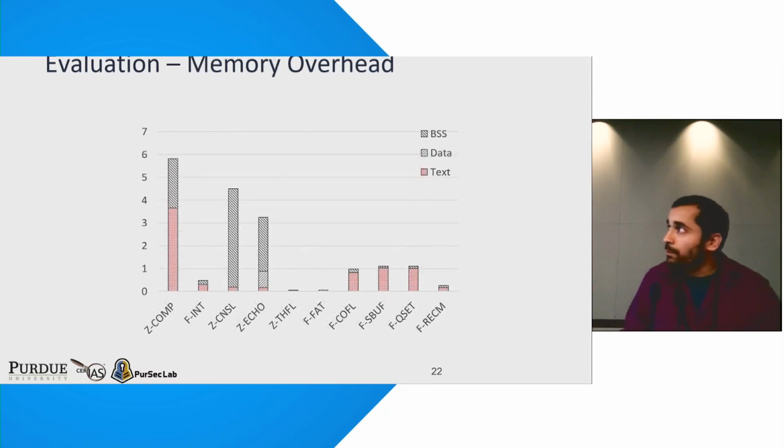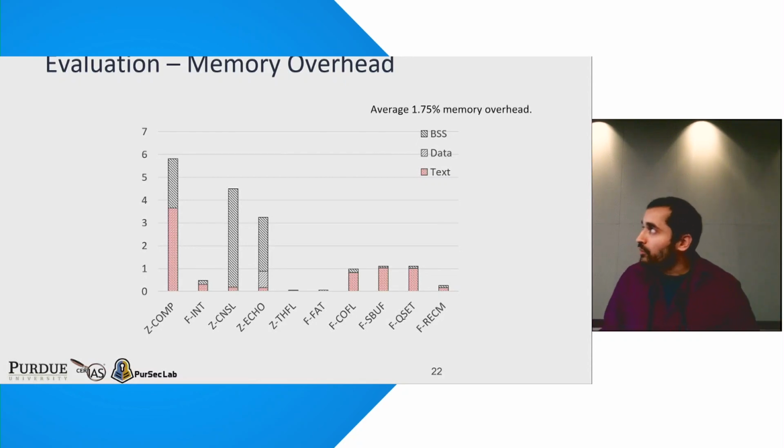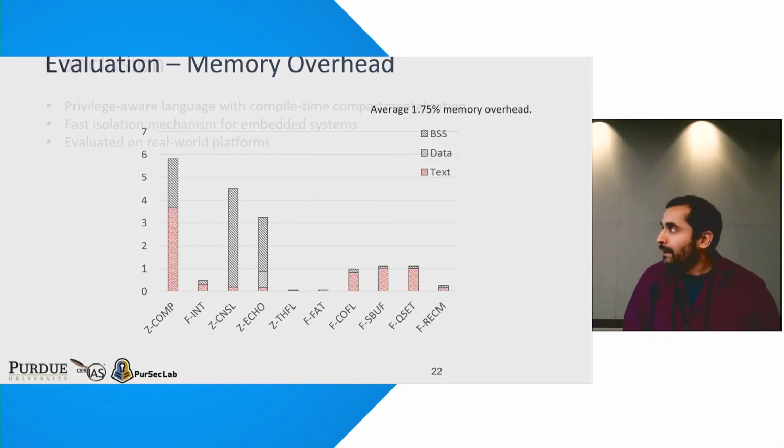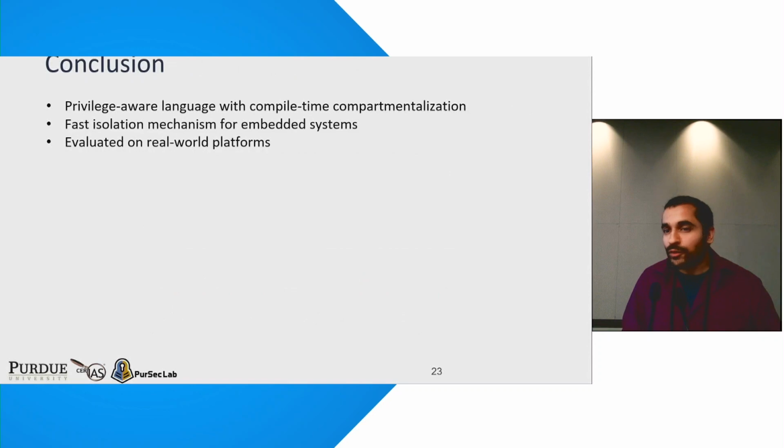As far as memory overhead is concerned, most of our memory overhead comes from our instrumentation and the metadata that we use for object tracking. On average, we incur an average overhead of 1.75%. With that, I would like to conclude my talk.